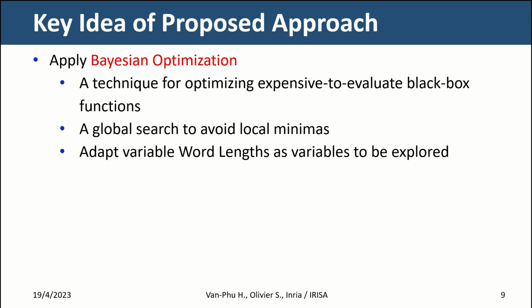The key idea of our approach is to apply Bayesian optimization, a technique for optimizing functions that are expensive to evaluate, commonly used in machine learning and optimization problems. In our approach, we explore the work length as a variable for the resource-constrained work length optimization problem. These techniques allow for global search to avoid local minima. We provide a loss function that adapts the work length as a variable to be explored.